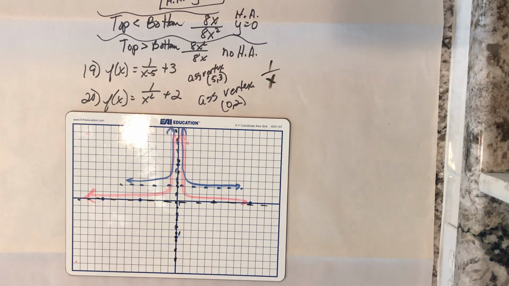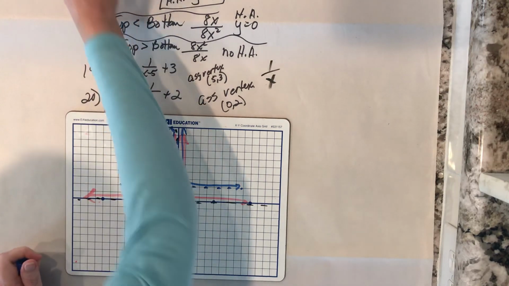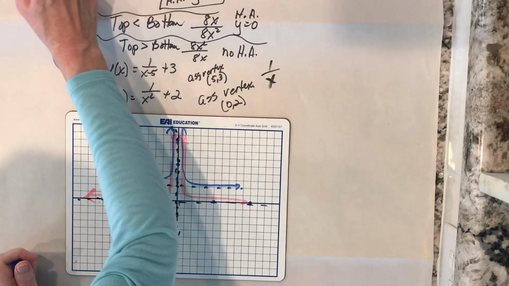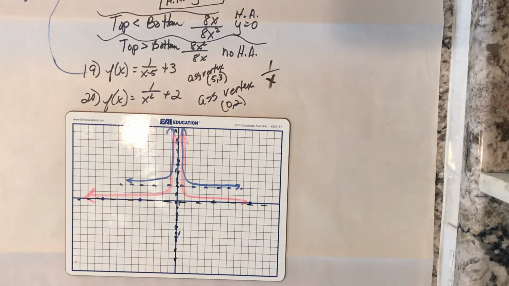And I told you all of 17 through 20 come from 3.5. And I think that's about it.